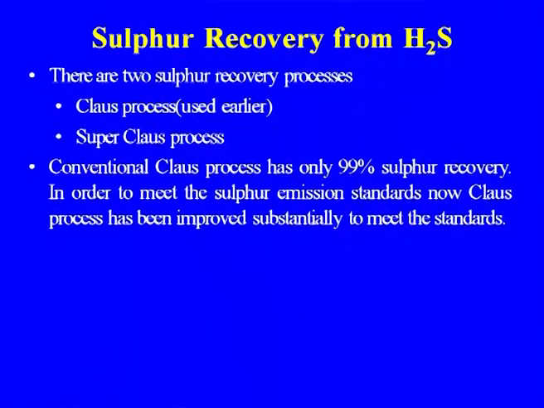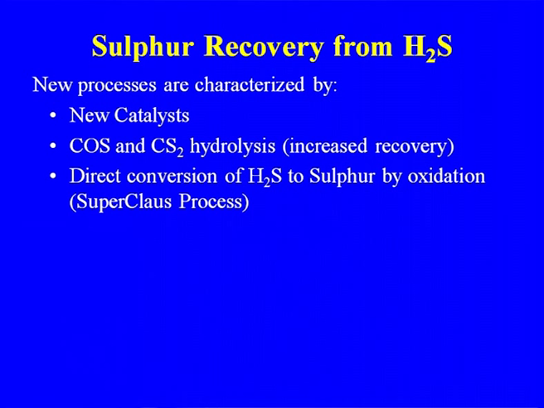The conventional Claus process has only 97 to 99% sulfur recovery. In order to meet the sulfur emission standards, the Claus process has now been improved substantially. New processes are characterized by new catalysts, COS and carbon disulfide hydrolysis, increased recovery, and direct conversion of H2S to sulfur by oxidation. That is what we are doing in the Super Claus process.